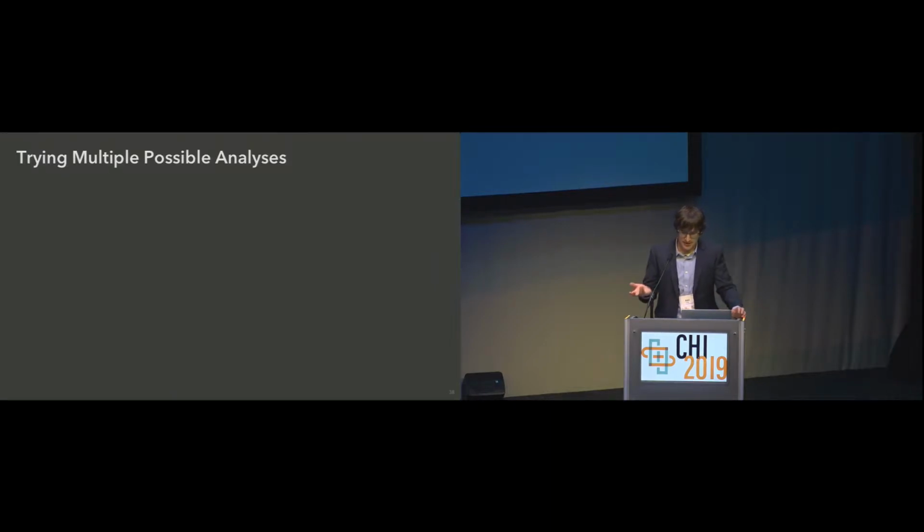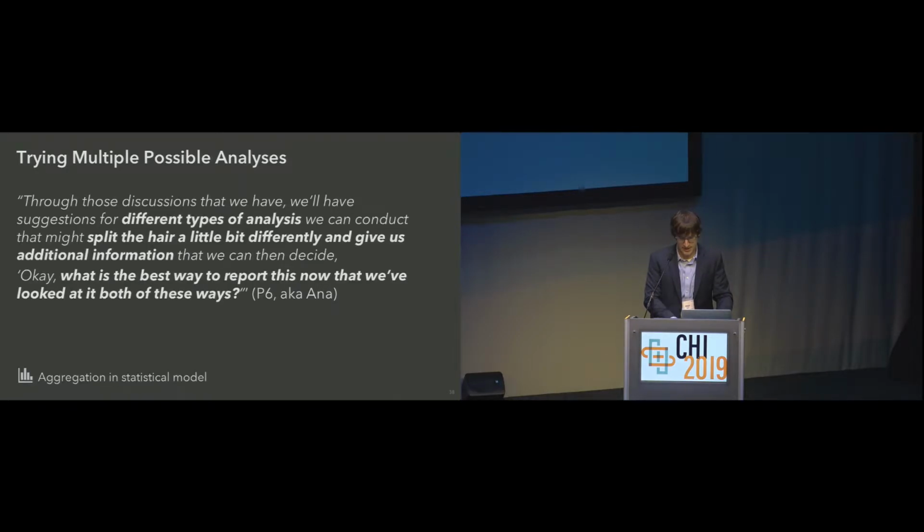In our interviews, we see that researchers are naturally inclined to survey multiple possible analysis paths, in part because they're driven to conduct a comprehensive analysis. However, in practice, they need to commit to a plan and implement it if they're going to achieve a finished analysis in a reasonable amount of time. Consider this quote from our Navy scientist, Anna. "We'll have suggestions for these different types of analysis we can conduct that might help us split the hair a little bit differently to give us additional information that we can then decide, okay, what is the best way to report on this now that we've tried it both of these ways?"